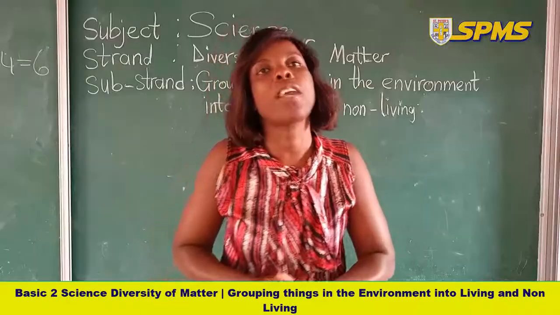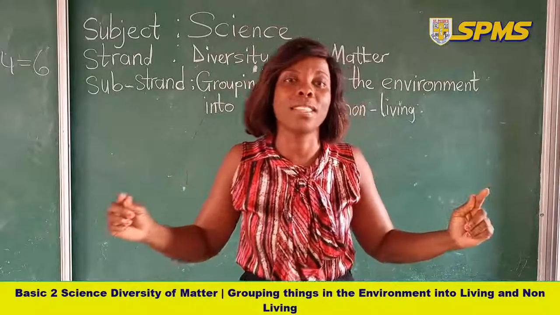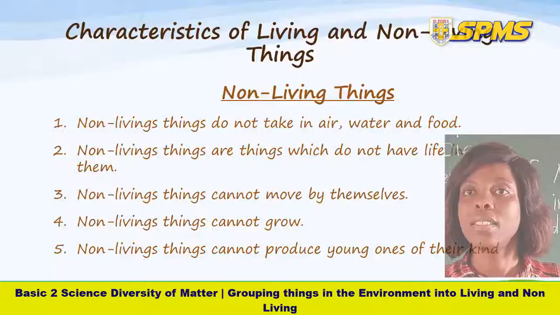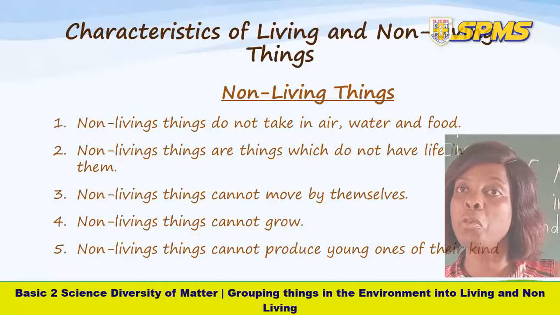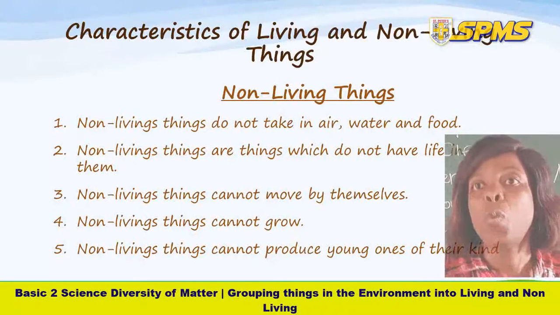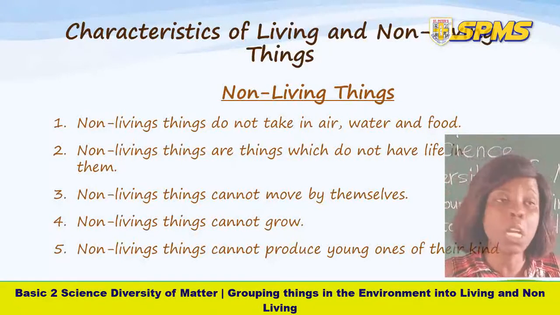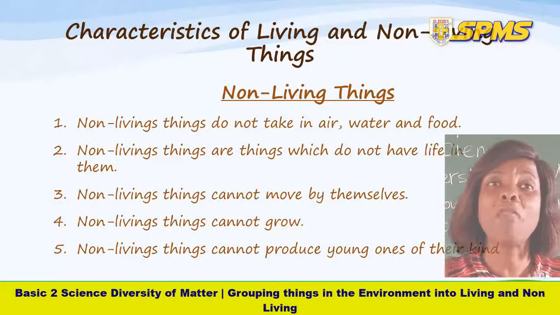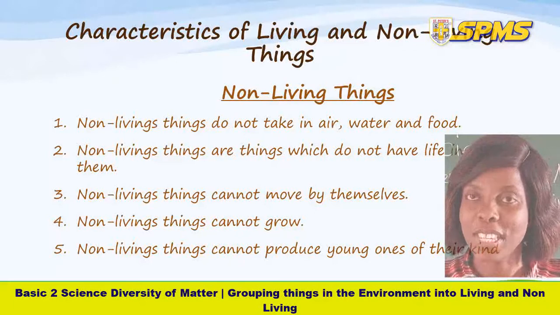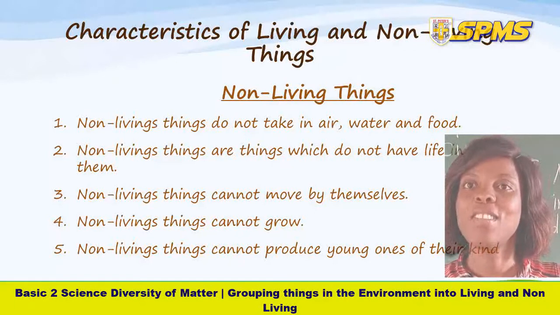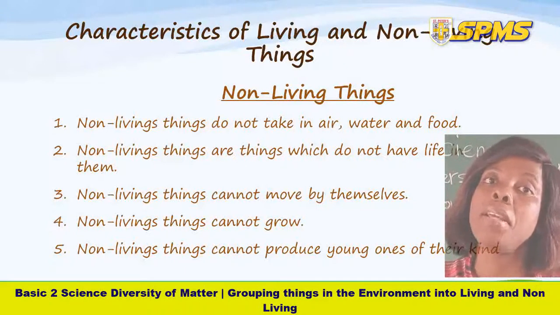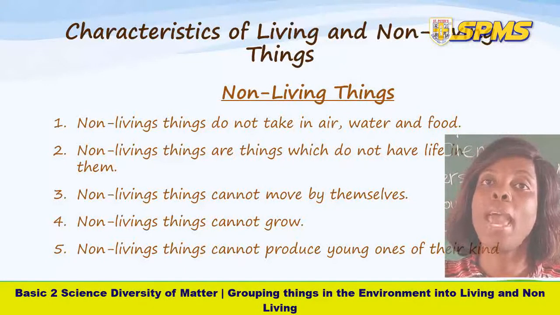Now let's look at some of the characteristics of non-living things, which is the right opposite of living thing. Non-living things, what do they do? Non-living things do not need air, water, and food to what? To live. They are not living. They don't have life, so they don't need these things. See? Good. Stone is an example of a non-living thing because it's just there. It doesn't need water or air.